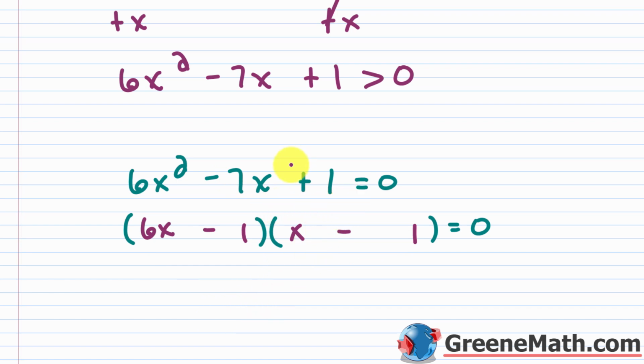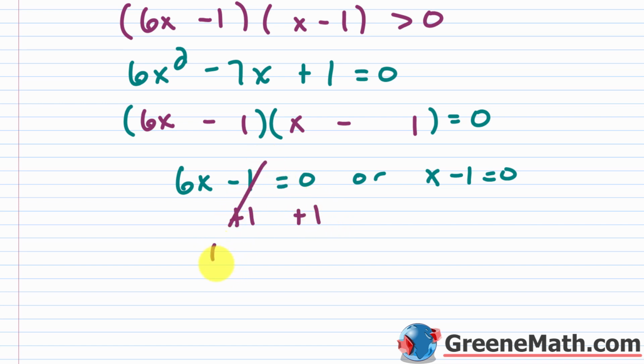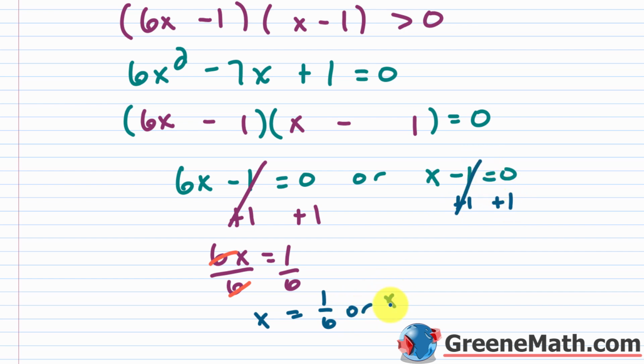Okay, so let me write this above here and just say this is 6x minus 1, this quantity, times the quantity x minus 1 here. And then I'll put this as strictly greater than 0. So to solve this down here, we'll say 6x minus 1 is equal to 0, or we'll say x minus 1 is equal to 0. For this one, let's add 1 to both sides of the equation. Cancel that. We'll have 6x is equal to 1. Divide both sides of the equation by 6. Let's cancel this away. We'll say x is equal to 1 over 6. Over here, let's add 1 to both sides of the equation. Cancel that away. We'll say x is equal to 1.